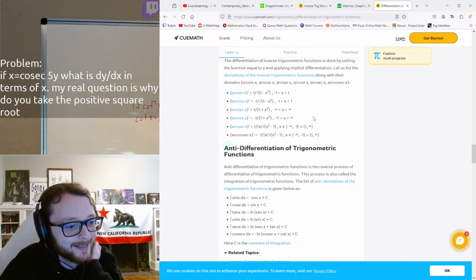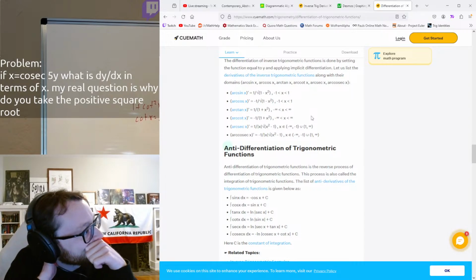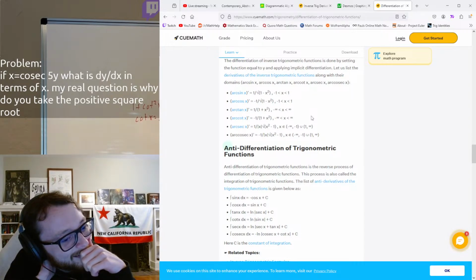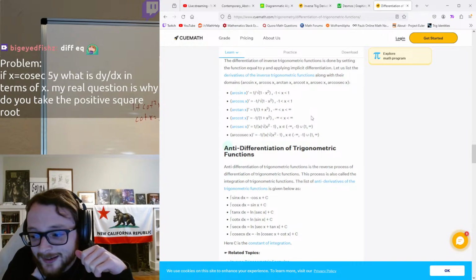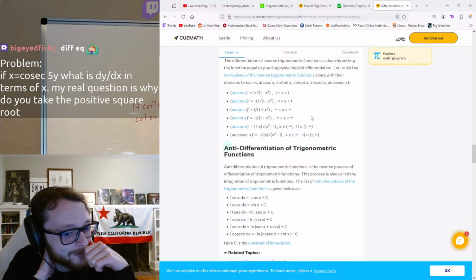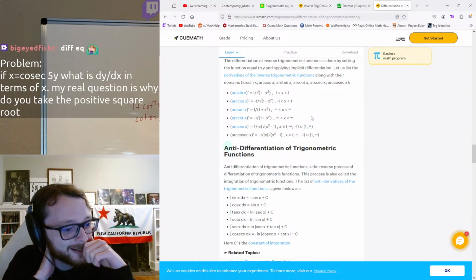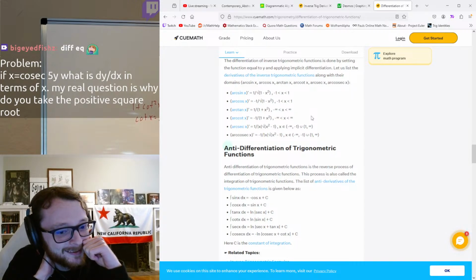Let him cook. So, wait, the question is x equals cosecant 5y? Wait. Fish? I was just checking the time. I'm still good though. How's it going, IffyQ?